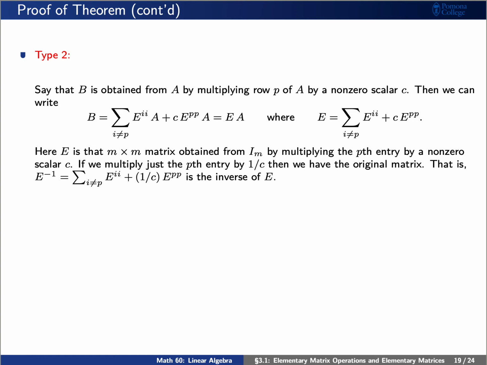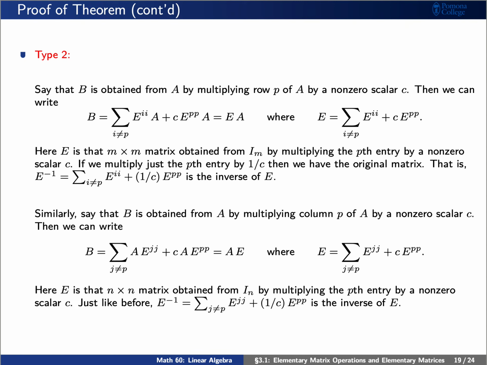Here, we see that E is that m by m matrix obtained from the identity matrix by multiplying the pth row by a non-zero scalar C. If we multiply the pth row by the reciprocal of C, then we've simply undone multiplication by the scalar. So this means that we can also express the inverse of our matrix as an elementary matrix. A similar argument explains what happens if you replace rows by columns, by multiplying on the right instead.